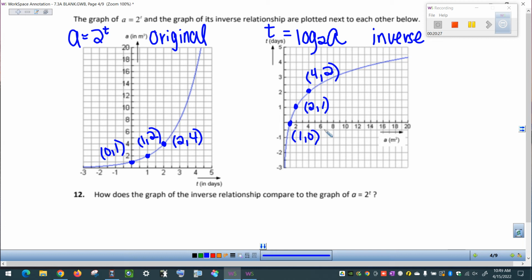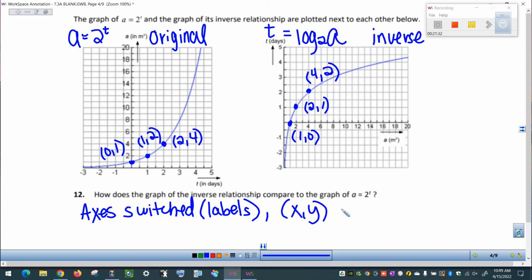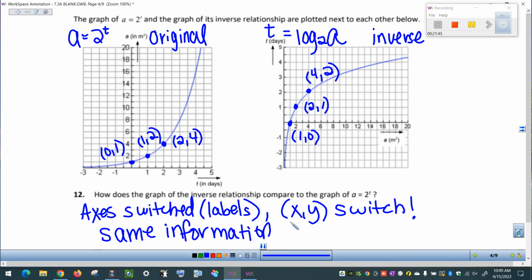Exactly. Just like what we saw before with inverse graphs, we see the x and the y switch. So 0, 1 becomes 1, 0. 1, 2 becomes 2, 1. 2, 4 becomes 4, 2. And that should continue all the way through if we were to look at more points on our graph. All right, so let's just make some notes here for how our graphs are related. So one observation at the start was that our axes are switched, so the way that they are labeled. We saw that the x, y ordered pairs switch. But the important piece here is to see that it's really the exact same information represented on both.